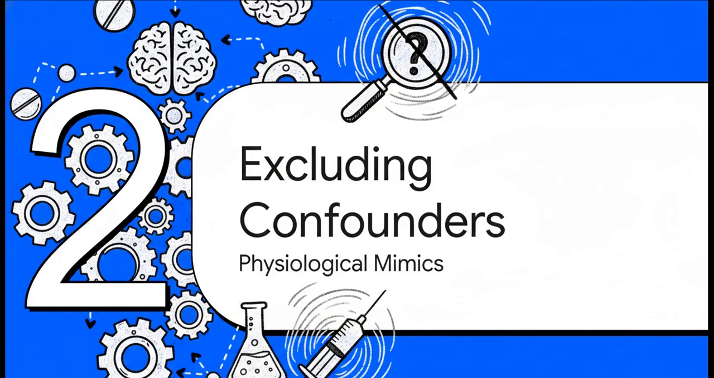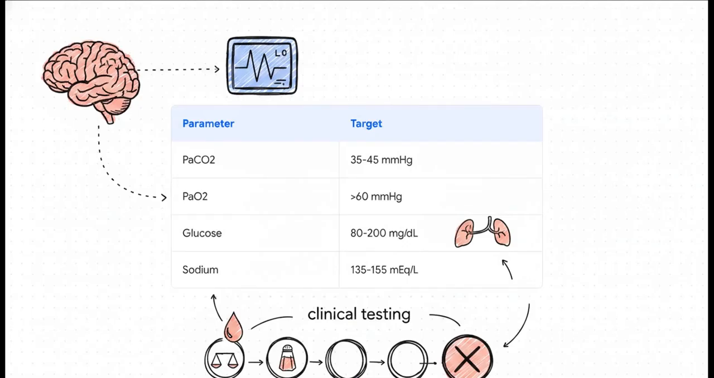Moving right along to Section 2, excluding the confounders and identifying physiological mimics. You know, in the ICU, something as simple as correcting a patient's blood sugar or their sodium can sometimes completely turn their GCS around. So for your boards, and honestly just for being a good clinician at the bedside, pay very close attention to these exact numerical boundaries.